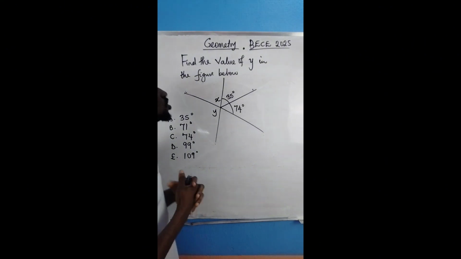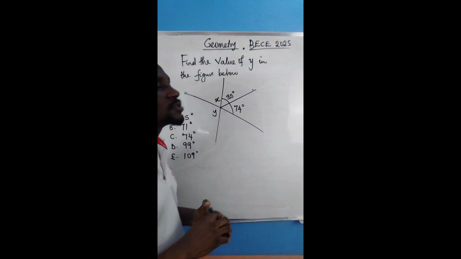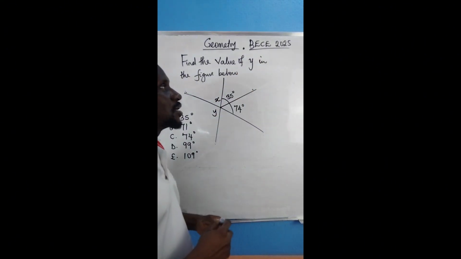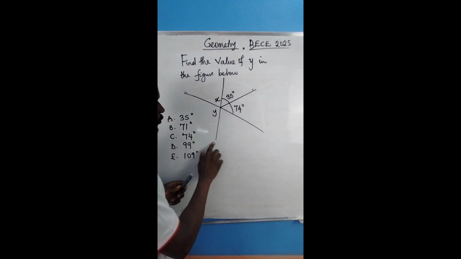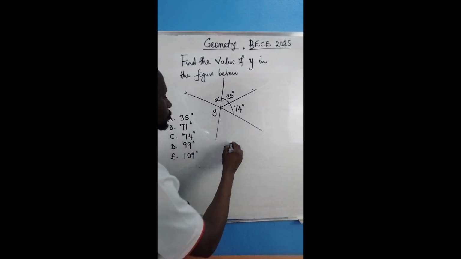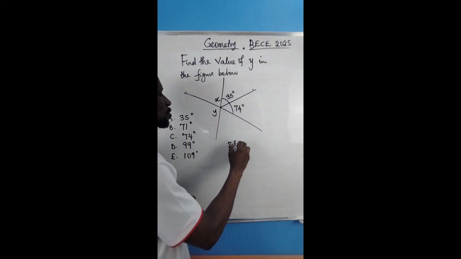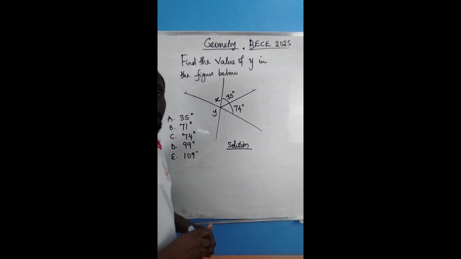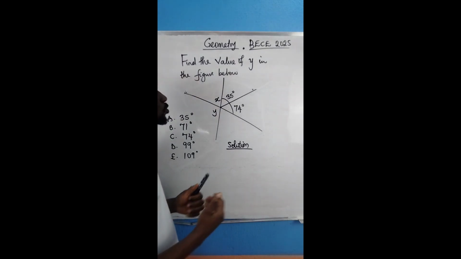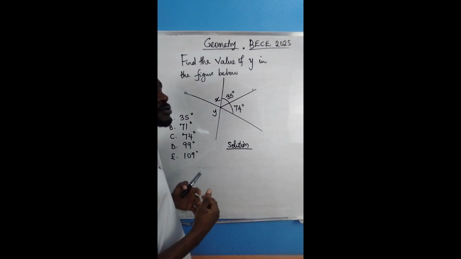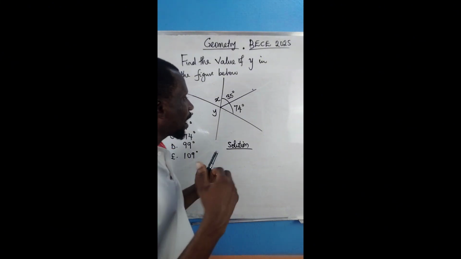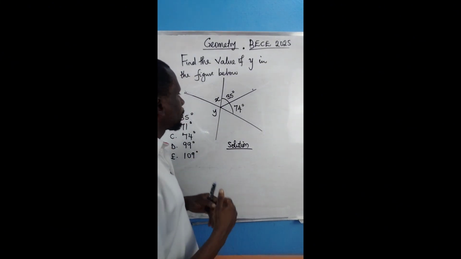Let's solve one of the questions that came out this year in the Basic Education Certificate Examination on geometry. For this type of question, we have certain rules that will guide us. First of all, we'll have to look at the principles of rules that guide angles, lines and shapes.